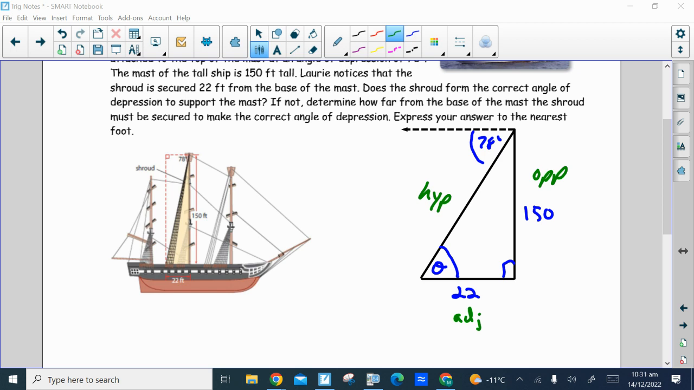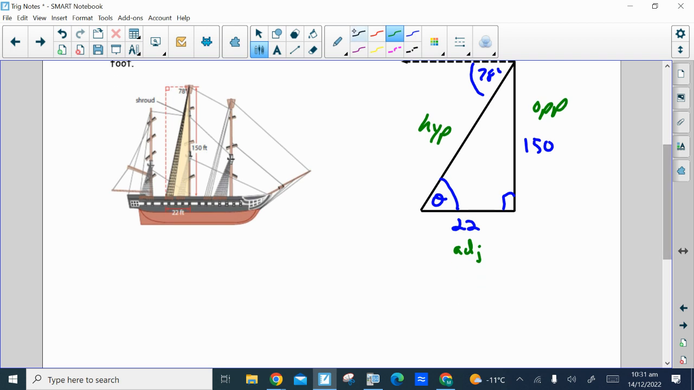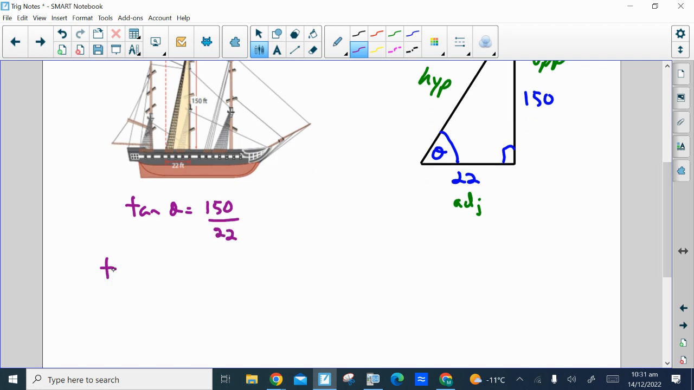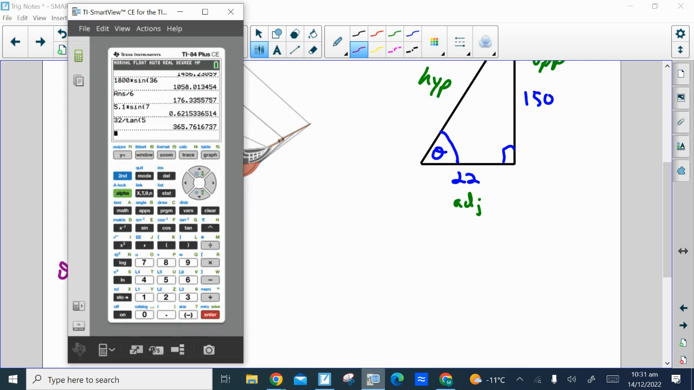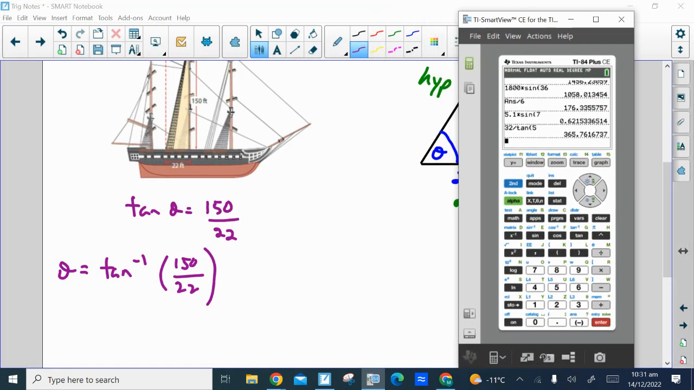So we're going to use the opposite and the adjacent, which is the tangent ratio. The tan of theta, and again, TOA tells us that it's opposite first, adjacent second. Opposite on top, adjacent on the bottom. And because we want to find the angle, we're going to have to go tan to the negative 1 of 150 over 22. That's how we'll find theta, by going tan to the negative 1 of 150 over 22. So second function tan of 150 over 22.